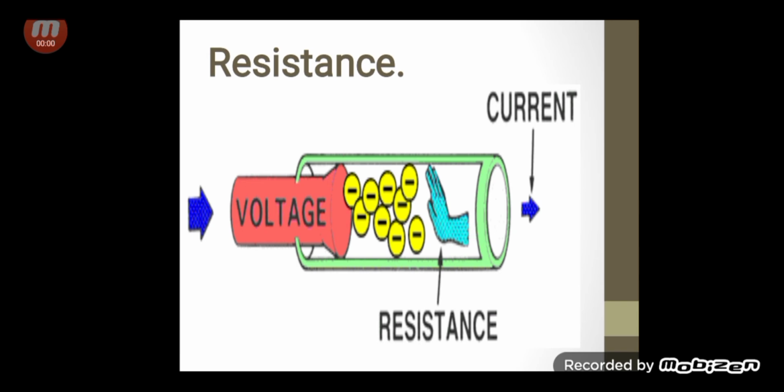Here is the diagram that is showing you the resistance. Resistance is shown by the hand, and it is stopping or opposing the charges that are flowing through the wire. Basically, that flow is the current, and resistance is indicated here with the diagram of the hand.